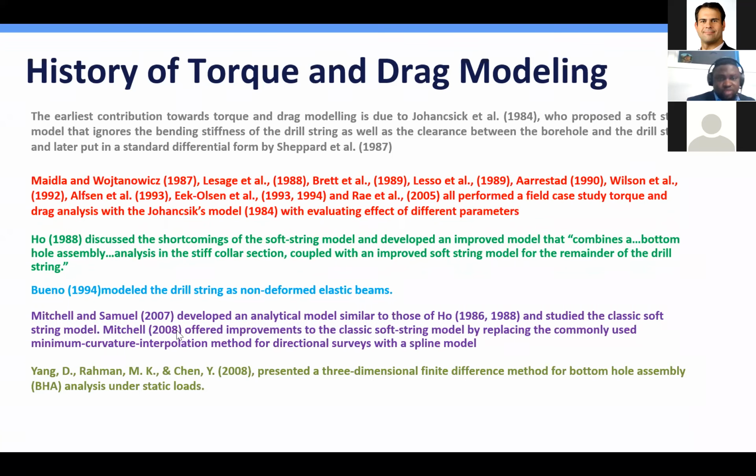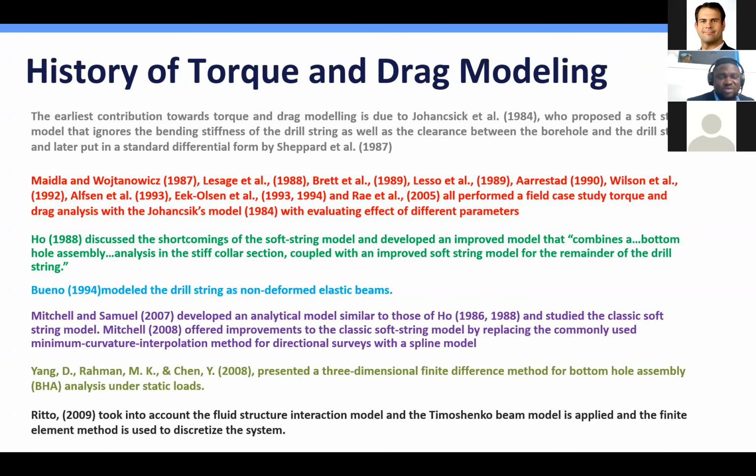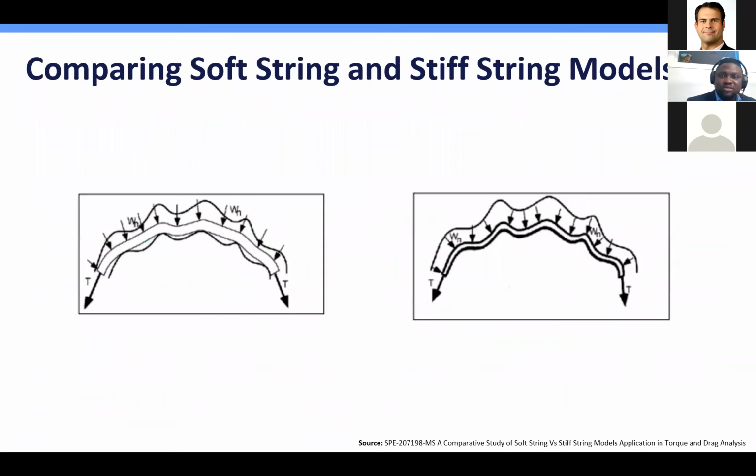And Mitchell in 2008 offered improvements to the classical soft string model by replacing the commonly used minimum curvature interpolation with a spline model. I haven't had time to read that in detail, but it's interesting to note this is not the entire history. There are still so many papers that have been done, even by people on this call. So let's compare soft string and stiff string models.